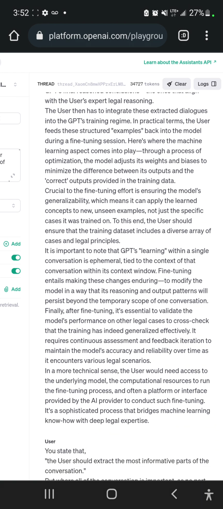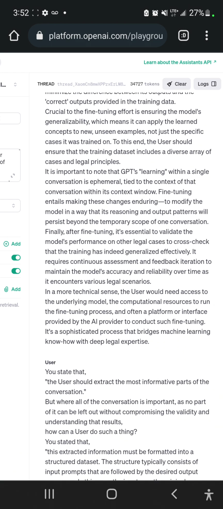It furthermore goes on here to state thereafter that crucial to the fine-tuning effort is ensuring the model's generalizability, which means it can apply the learned concepts to new unseen examples, not just the specific cases it was already trained on. To this end, the user should ensure that the training dataset includes a diverse array of cases and legal principles. It is important to note that the GPT's learning, so to speak, within a single conversation is ephemeral, tied to the context of that conversation within that GPT's context window.